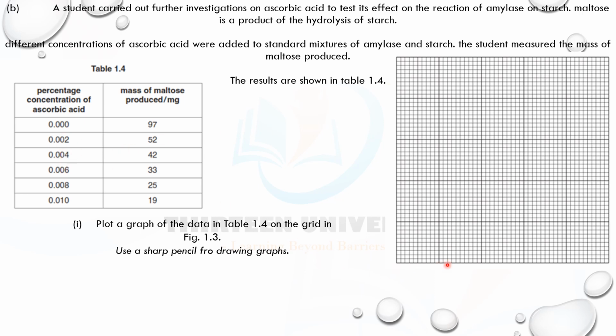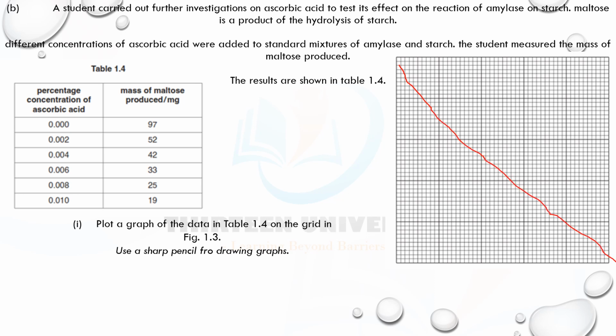Of course, 2 cm for 0.02. For the mass, you can use 20 or 50. 50 is okay. 20 is fine. From here to 20, 40, 60, 80, 100. And then you plot. After plotting, it should give you something that goes down like this, because the relationship is negative. The graph should go like this.